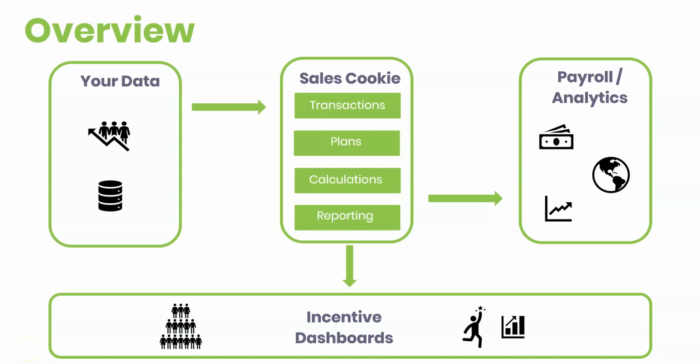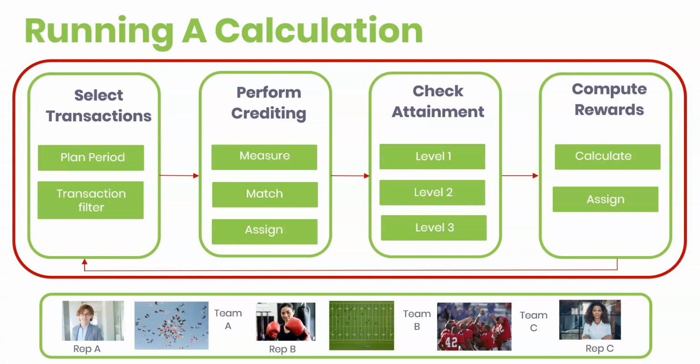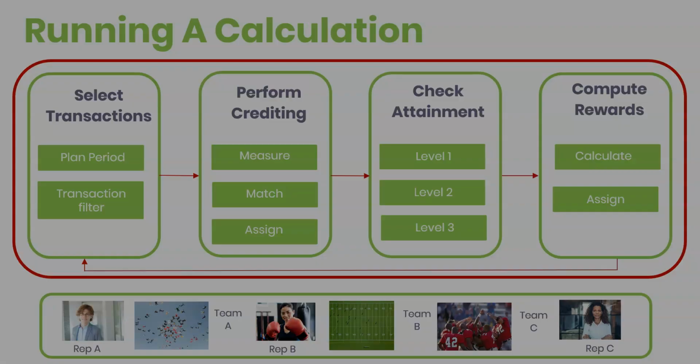Today I'm going to walk you through how sales commissions are calculated by Sales Cookie. So here's a quick overview and let's jump right in. When you run a calculation on Sales Cookie, the system processes the sales transactions or invoices based on how you've configured your commission or bonus plan. And every calculation runs through these four discrete phases. Let's walk through each of those phases to make sure you know how Sales Cookie is calculating commission.